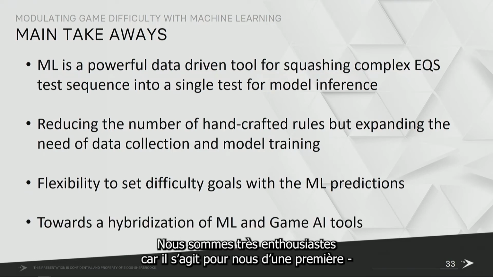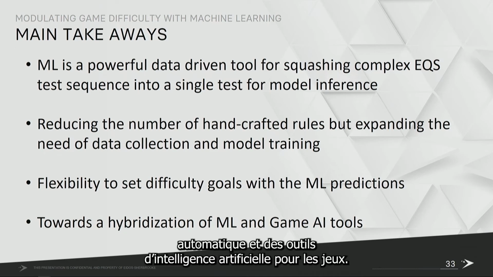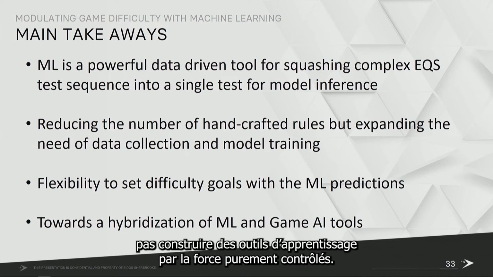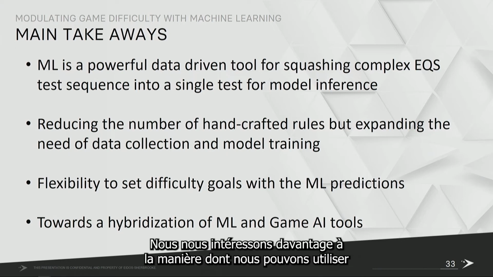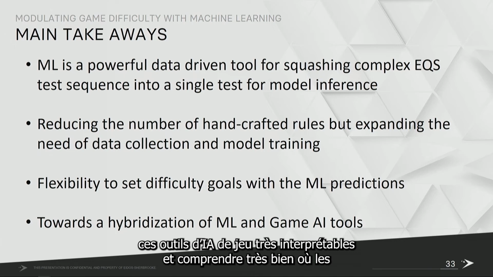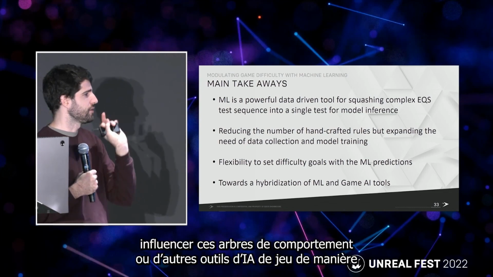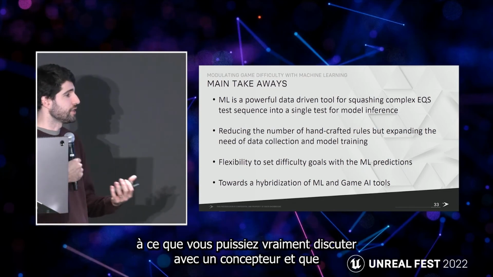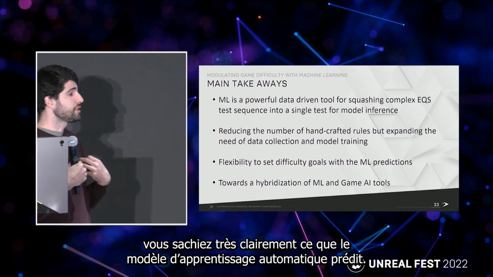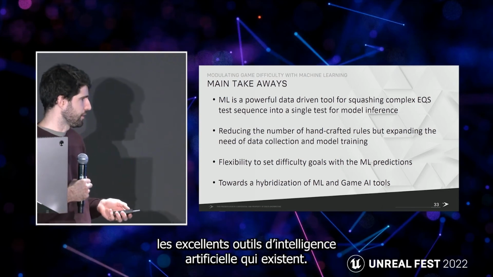And we're very excited because in our experimentations, we're trying to go towards a hybridization of machine learning and game AI tools. So we definitely don't want to build purely controlled reinforcement learning agents. We really are more interested in how we can use very interpretable game AI tools and understand very well where pieces of machine learning predictions can influence these behavior trees or other game AI tools in a way that you can really have discussions with a designer and be very clear what the machine learning model is predicting, while still incorporating all these very great game AI tools that exist.